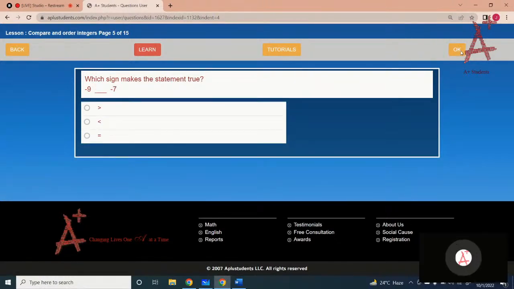Okay, which sign makes the statement true? Negative 9 and negative 7. So negative 9 is less than negative 7 or greater than negative 7? Yes, negative 9 is farther than negative 7 from 0. Got it? When you look at the distance of both the numbers from 0, negative 9 is farther than negative 7. So negative 9 is less than negative 7. Got it?